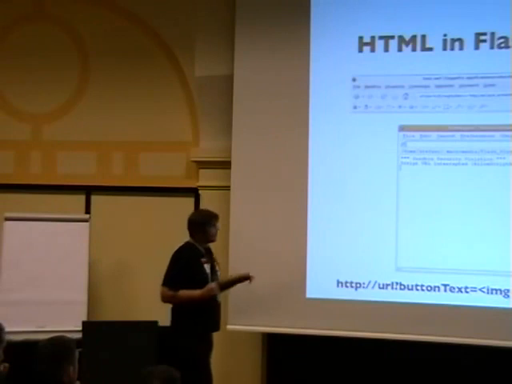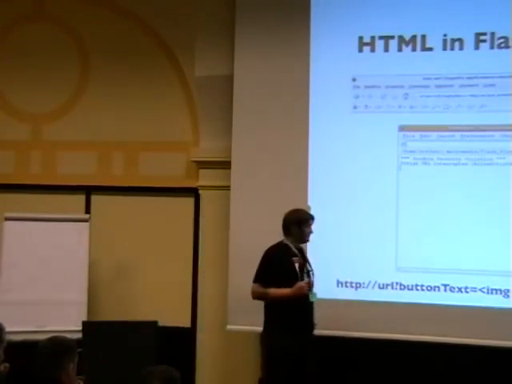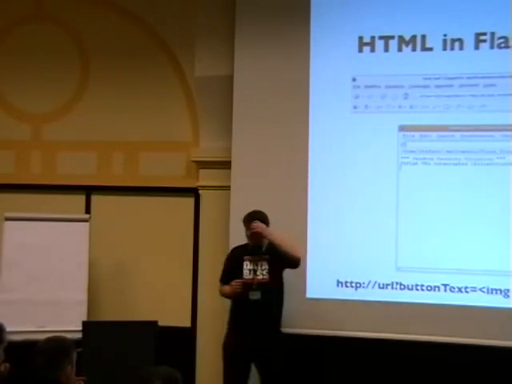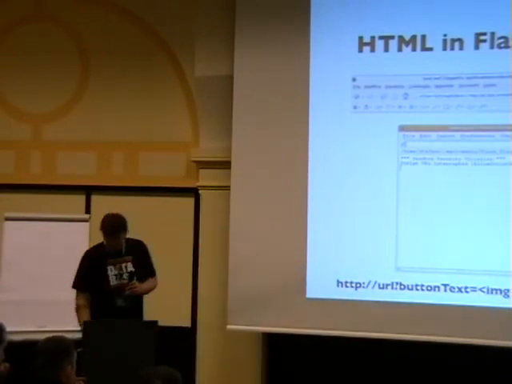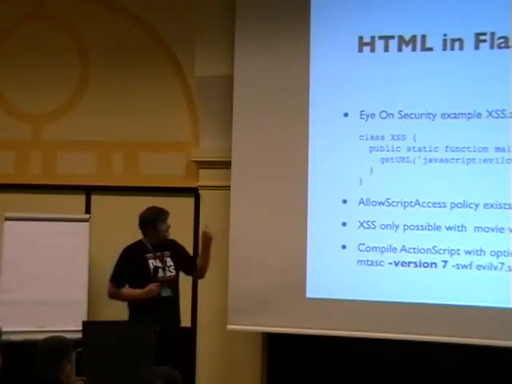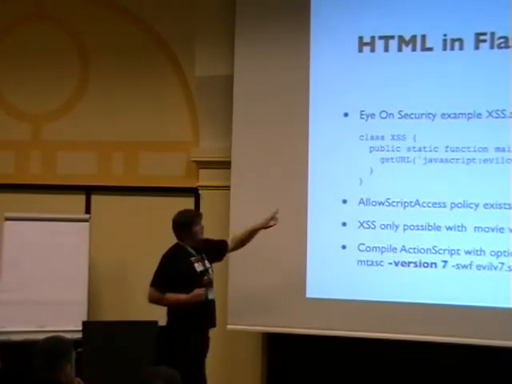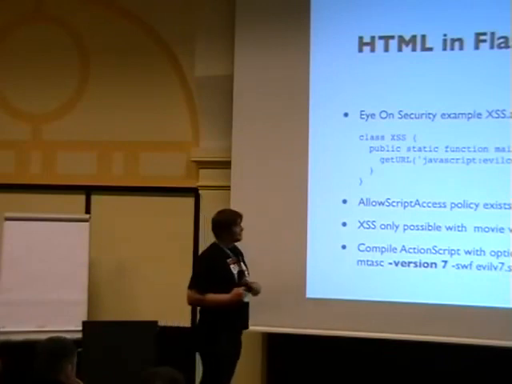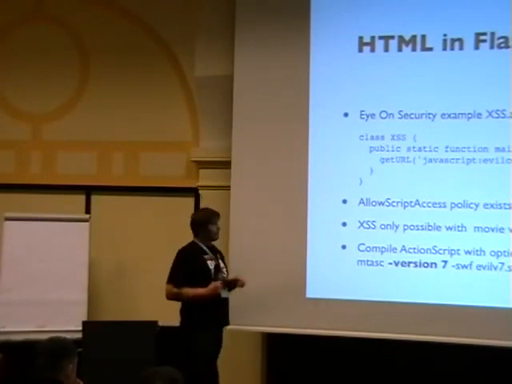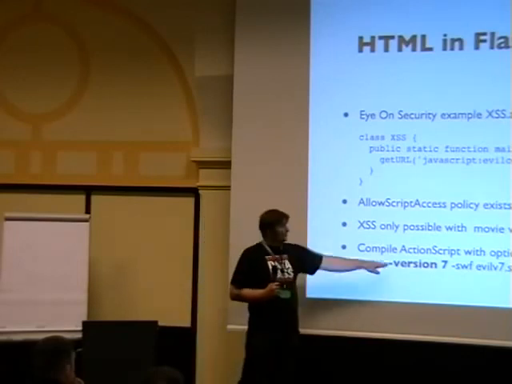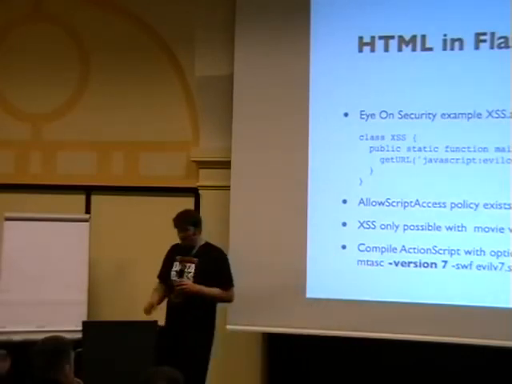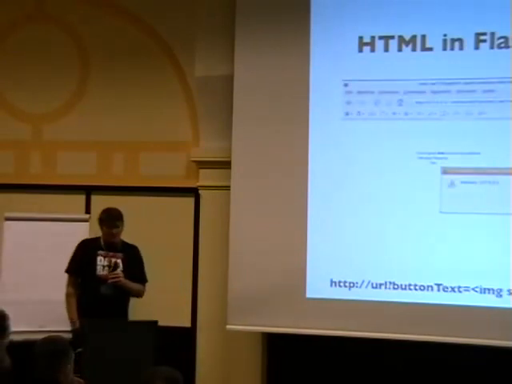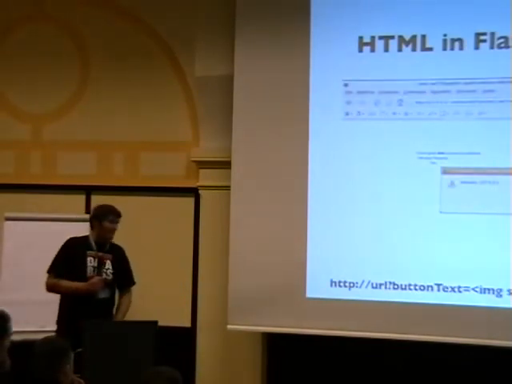The funny thing is this Flash movie is vulnerable to this parameter, button text, and in newer versions you will get something like a security sandbox violation. This ActionScript is now mainly some JavaScript code inside an ActionScript class. And if you compile this ActionScript with an older version, like with version 7, you get a cross-site scripting. Why? I'm not sure why it works.